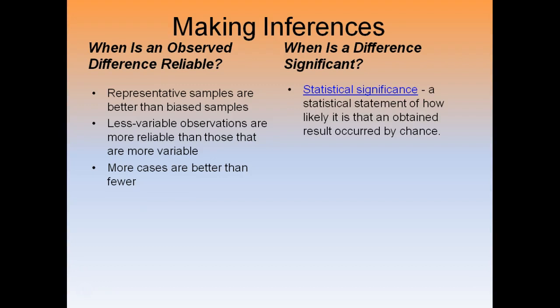And when is the difference in our study significant? When can we actually say, oh, wow, this means something? Well, it has to be statistically significant. And that means how likely is it that an obtained result occurred by chance? So if it's very likely that it occurred by chance, then it's not very statistically significant.